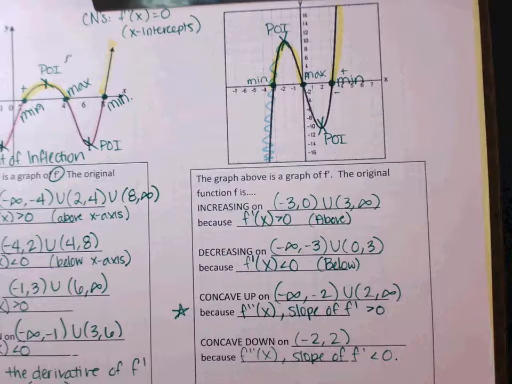Positive means above the x-axis. And then whenever we get to concavity, concavity is f double prime, which is the slope of f prime.